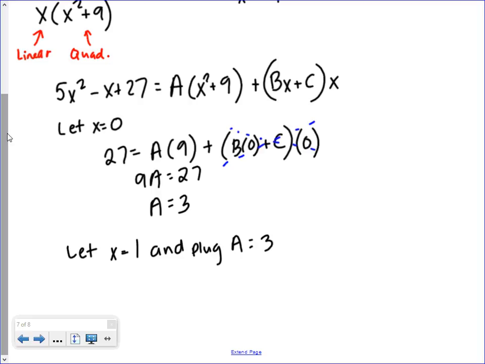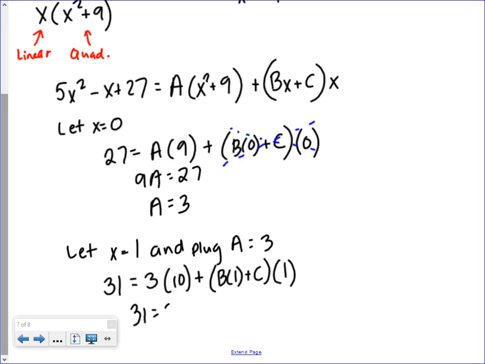Okay, 5 times 1 squared minus 1 is 4 plus 27 is 31 equals 3 times 1 squared plus 9, that's 10, plus b times 1 plus c times 1. So that's going to be 31 equals 30 plus b plus c. And so you might subtract 30 from both sides and get 1 equals b plus c.